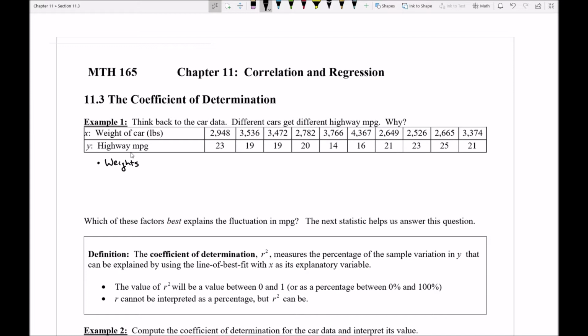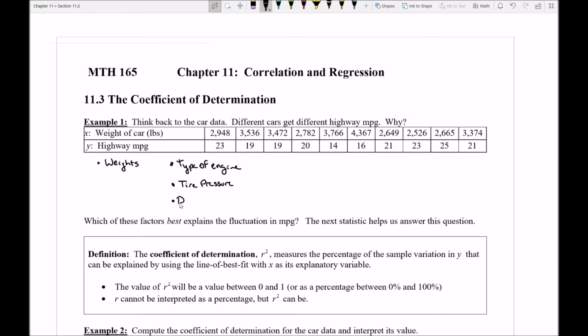In fact, if we think about it for a bit, we could probably come up with a huge list of different factors that might affect why different cars get different miles per gallon. A couple things I can think of off the top of my head would be the type of engine that the car actually has. That could possibly affect the miles per gallon. Maybe I could think about the tire pressure for the car. What's the tire pressure currently set at? How is that going to affect things?